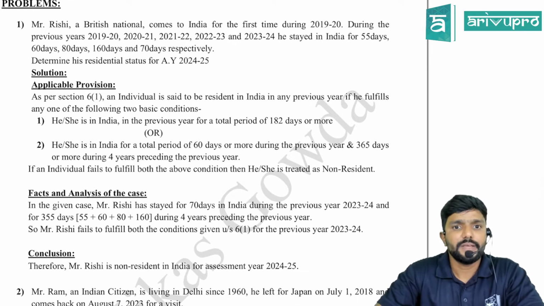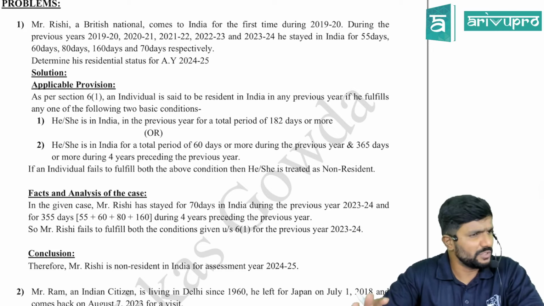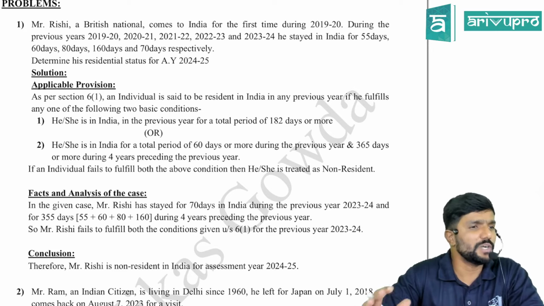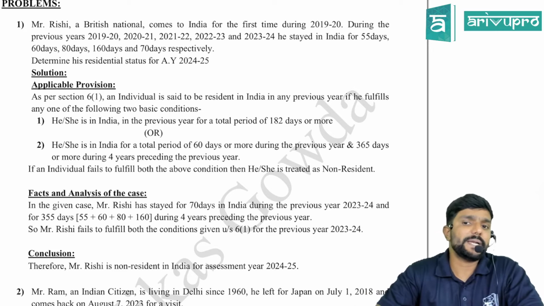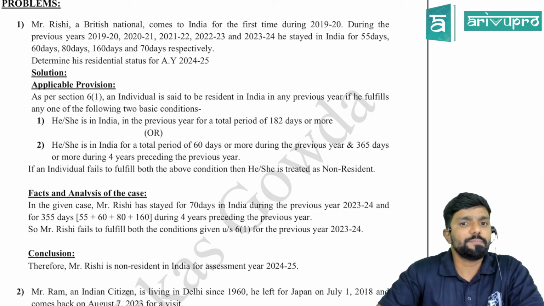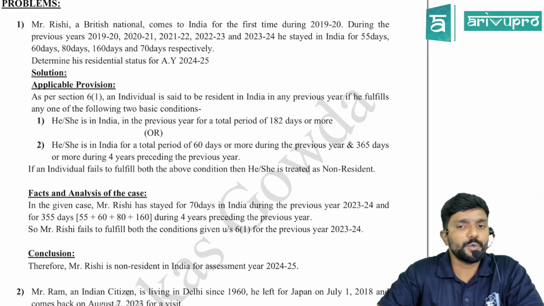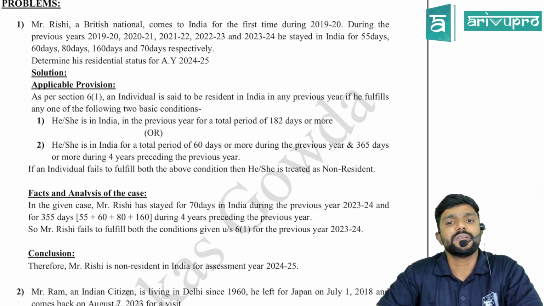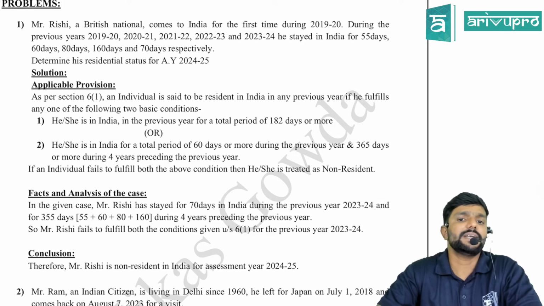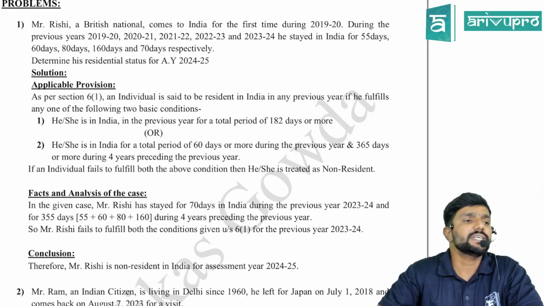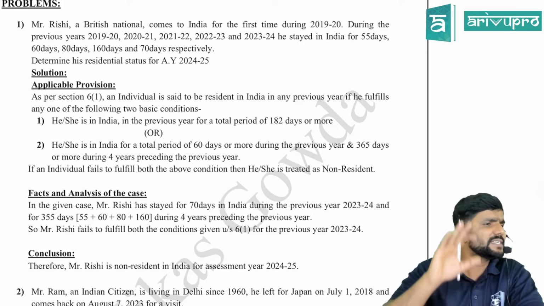Mr. Rishi, a British national, comes to India for the first time during 2019-20. During the previous years 2019-20, 20-21, 21-22, 22-23 and 23-24, he stayed in India for 55, 60, 80, 160 and 70 days. Determine the residential status. Now, first thing, is he covered in an exception?